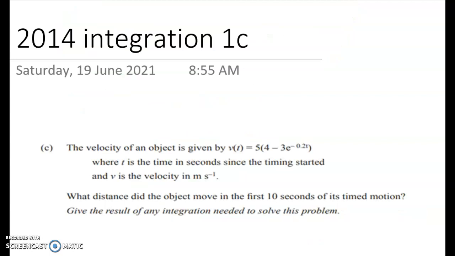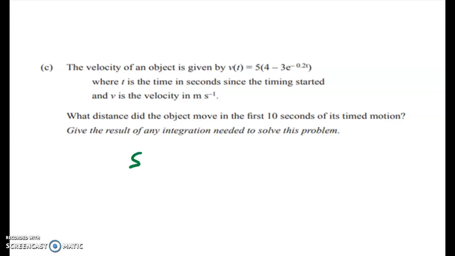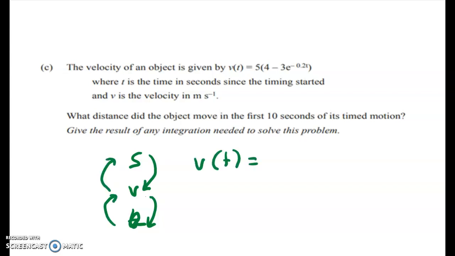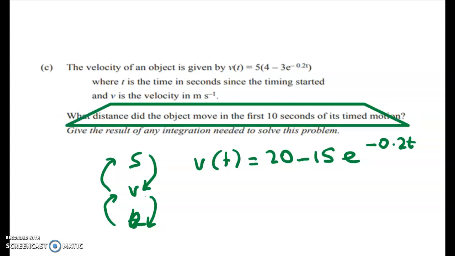The second question is a kinematics one. It really could be a level 2 question, except that we are integrating an exponential function, but otherwise it's not too hard. What you have to remember is that we've got 3 things in kinematics: displacement, velocity, and acceleration, and to get from one to the other we differentiate, and we integrate to go backwards. Here we're given v of t is equal to 20 minus 15e to the negative 0.2t, and we're asked what distance the object moved in the first 10 seconds of its timed motion.